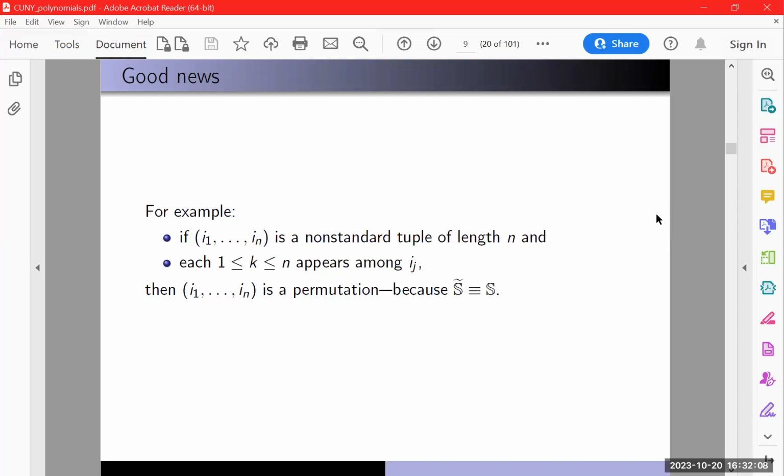So if every element between 1 and n actually appears in a tuple of length n, then the tuple is a permutation. Now we can state the same thing about non-standard permutations. If you have a non-standard tuple of length n, where every non-standard natural number between 1 and n actually appears, then the tuple must be a permutation just because of elementary equivalence.